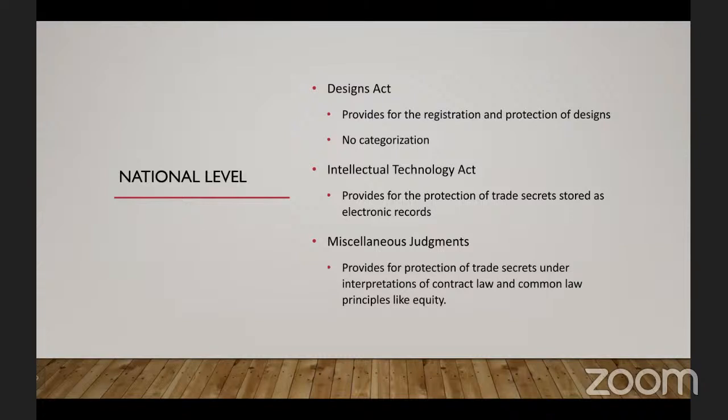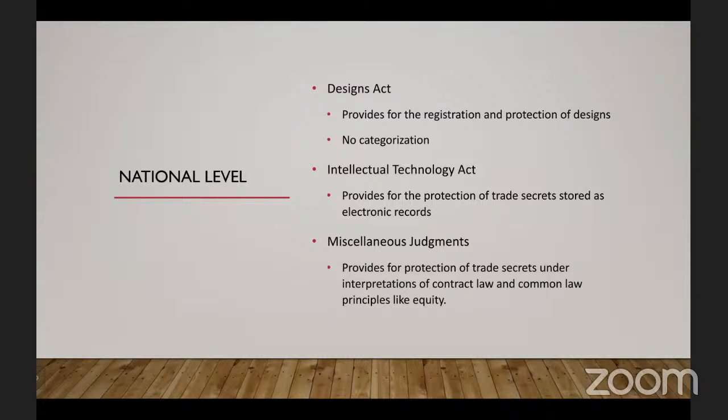Then there's the Information Technology Act. Now, this provides certain provisions to protect trade secrets, specifically as they're stored in electronic records. So if you've got databases, if you've got information on a Word document, if you've got a series of email discussions, to any extent that it is an electronic record, your trade secret will have provisions of the IT Act that protect you.